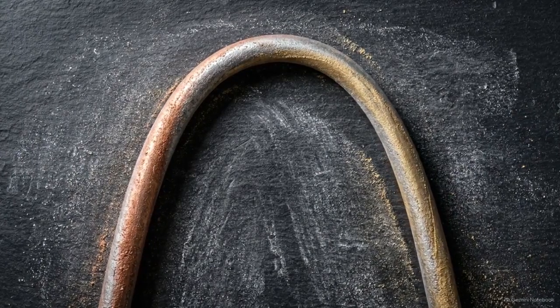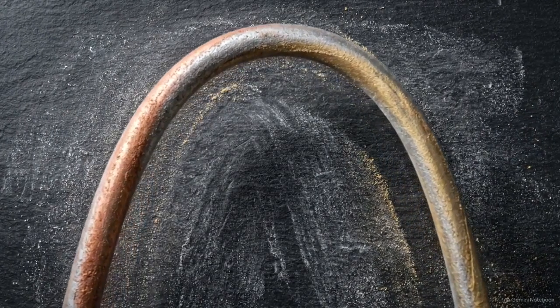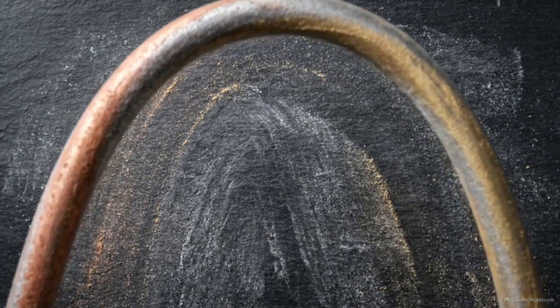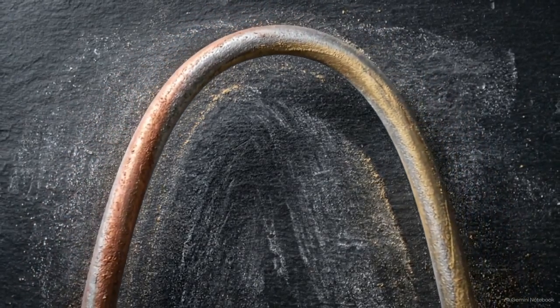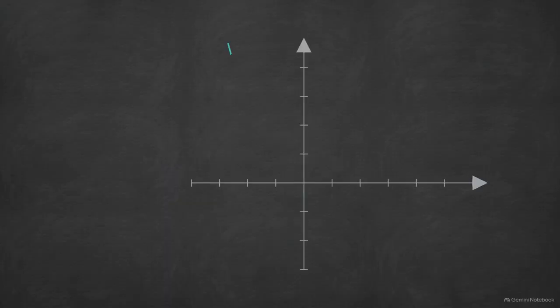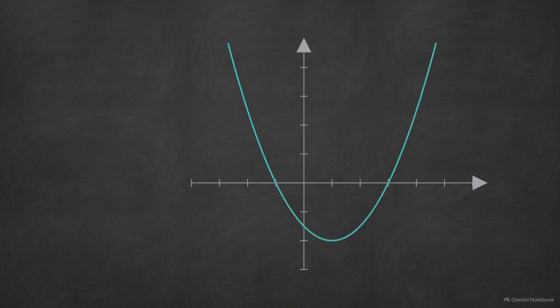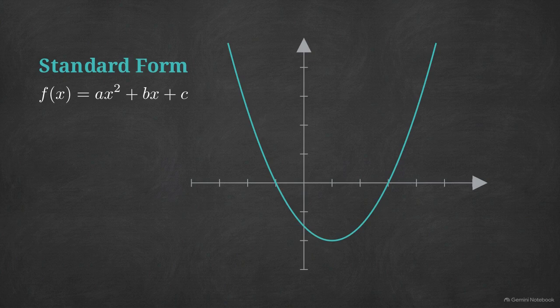When you string a heavy cable between 2 points, gravity and tension pull it into a very specific, perfectly symmetrical shape. To analyze this mathematically, we plot the parabola on a Cartesian plane. Its default equation is standard form. f of x equals ax squared plus bx plus c.